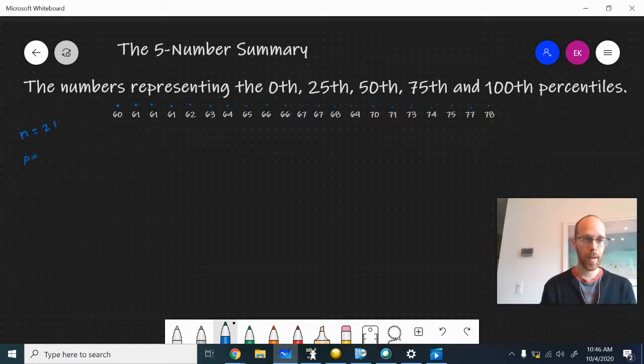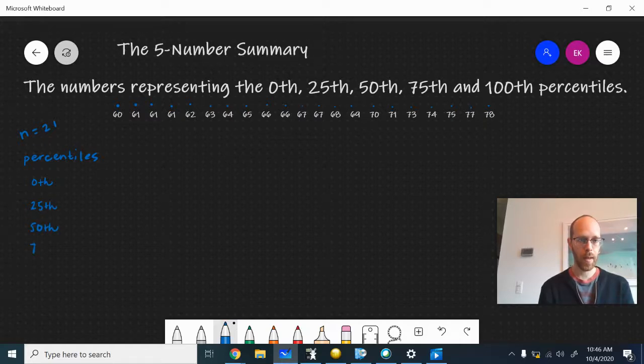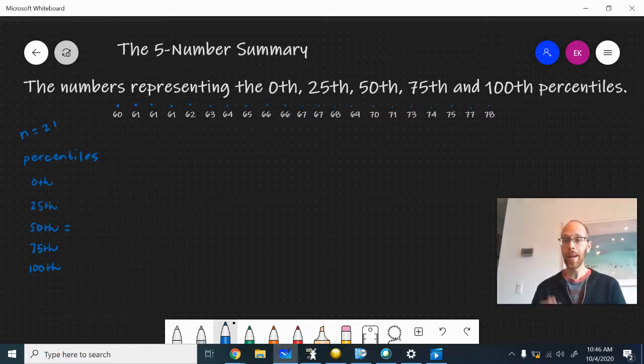Now, we want to find these percentiles. The 0th, the 25th, the 50th, the 75th. Oh, that's a lovely percentile. And let's not leave out the 100th. And the one that we're going to find first is the 50th percentile. Now, you already know that the 50th percentile is right in the middle. And you know a name for that. It is called the median.